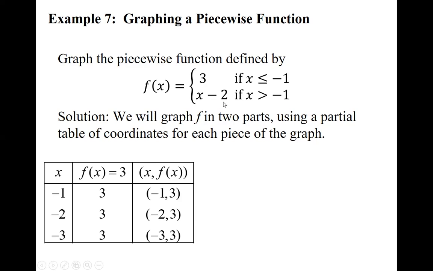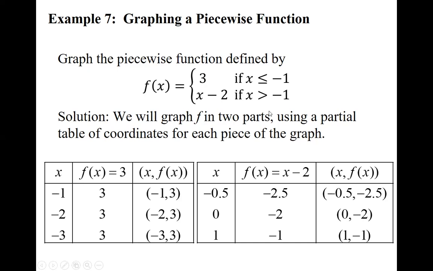Now, x minus 2, if x is greater than -1. So these are values like -1/2, 0, and 1, things that are greater than -1. And we subtract 2 from each x value to get our points.